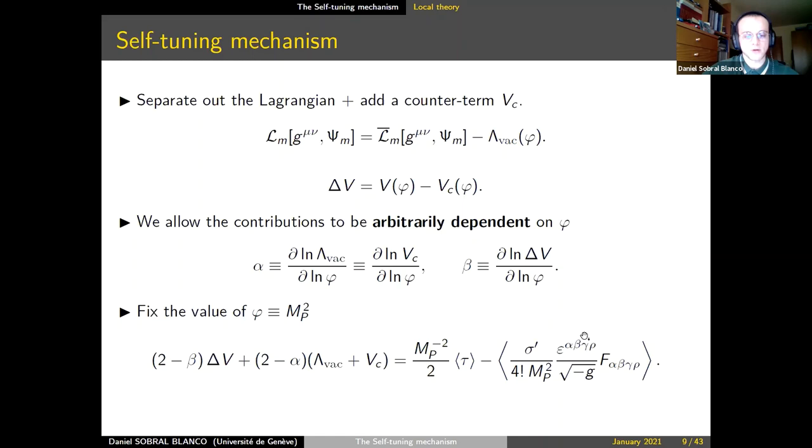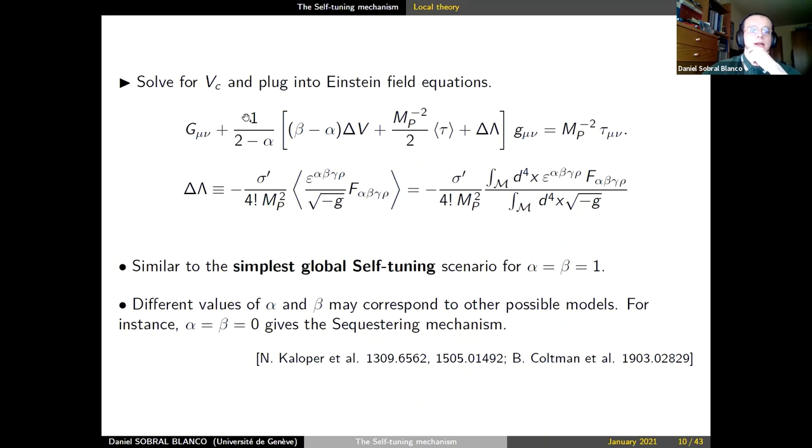So now we solve for the counter term and plug it into the Einstein field equations, obtaining these effective field equations here, which now have these two additional terms. This delta lambda is defined in this form, which also has a bracket, in the sense that the bracket is defined like this: integrating the three-form and dividing by the volume of the manifold.